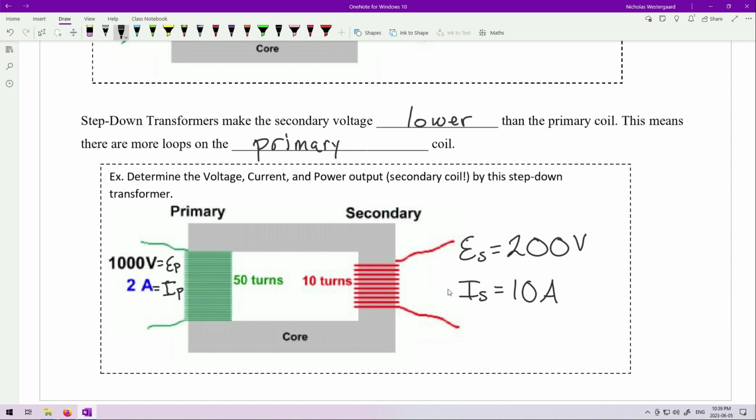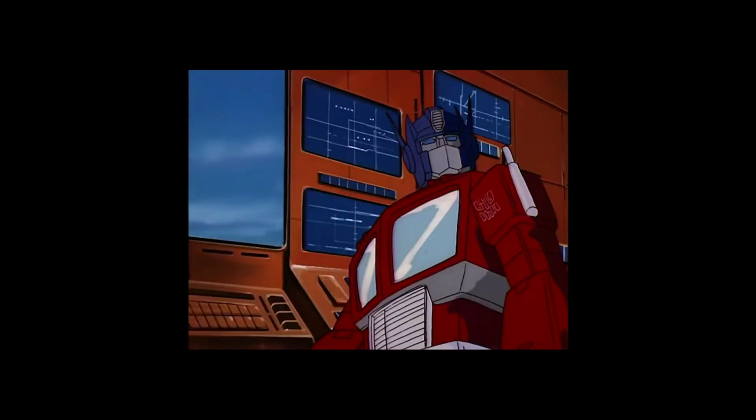That's going to be it for our lesson on transformers. Autobots, transform and roll out!